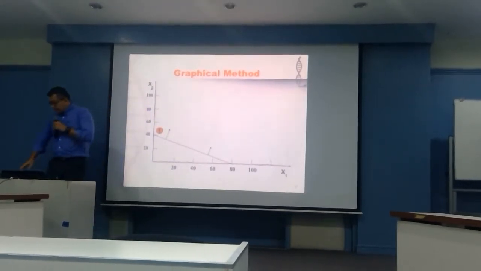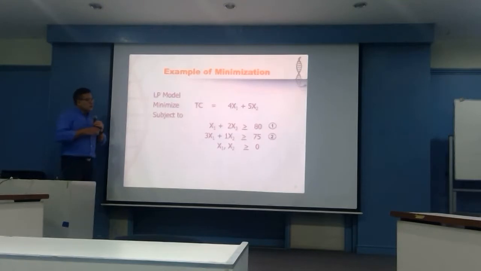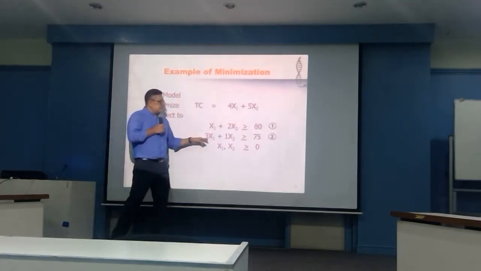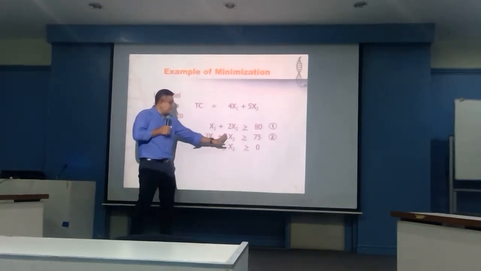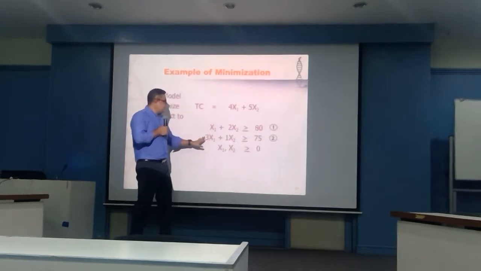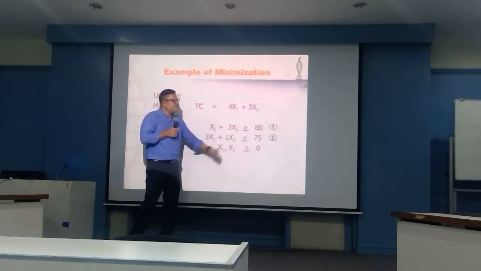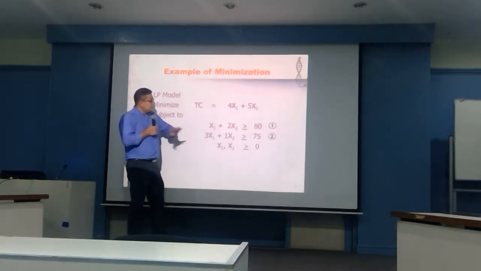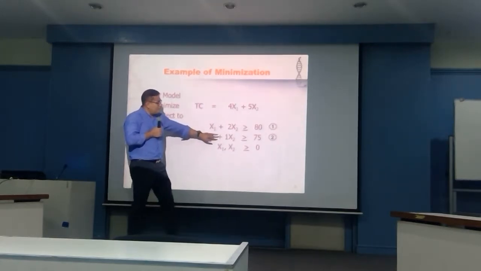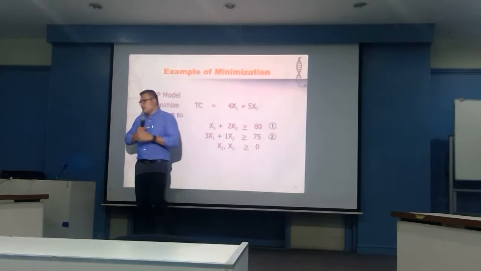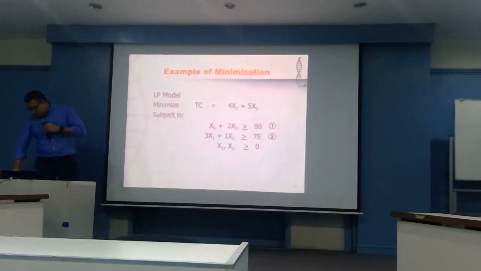The second constraint, we do the same way. We try to find the x1, x2 intercepts. x1 intercept, we substitute x2 to be 0. We have 3x1 equal to 75, so x1 cutting at 25. x2 intercept, we substitute x1 to be 0. We have x2 cutting at 75. So this is the graph of the second constraint.